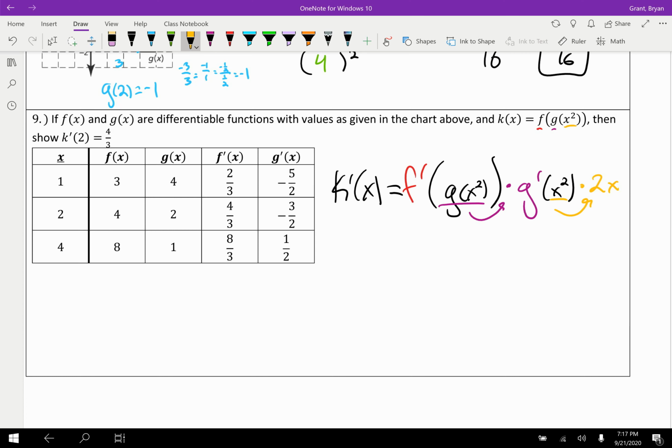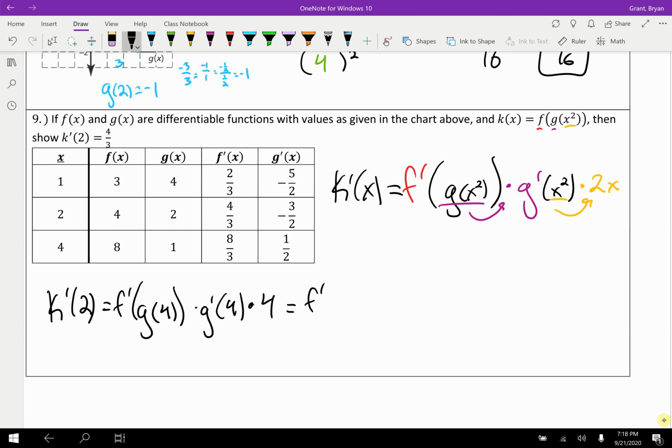Let's go ahead and find k prime of 2. So we'll use the space down here. K prime of 2 is going to be f prime of g of 2 squared, which I'm going to take some time and do, that's 4, times g prime of 2 squared, that's 4, times 2 times 2, that's again 4. All right. Well, what do we do from here? Let's work all this out.